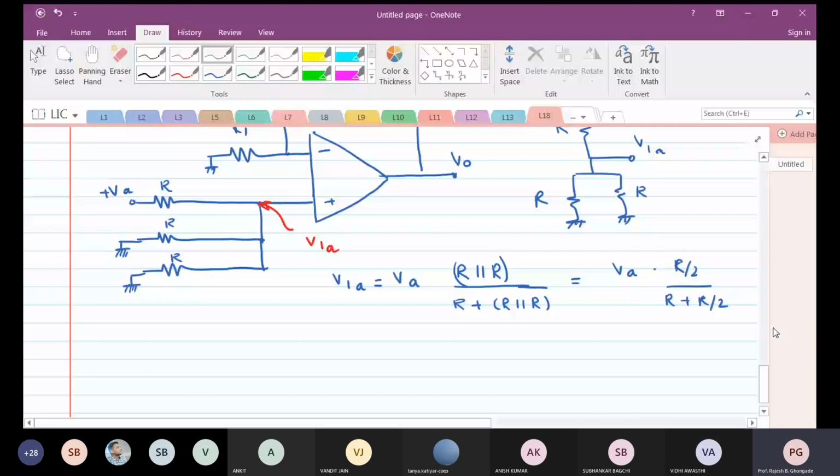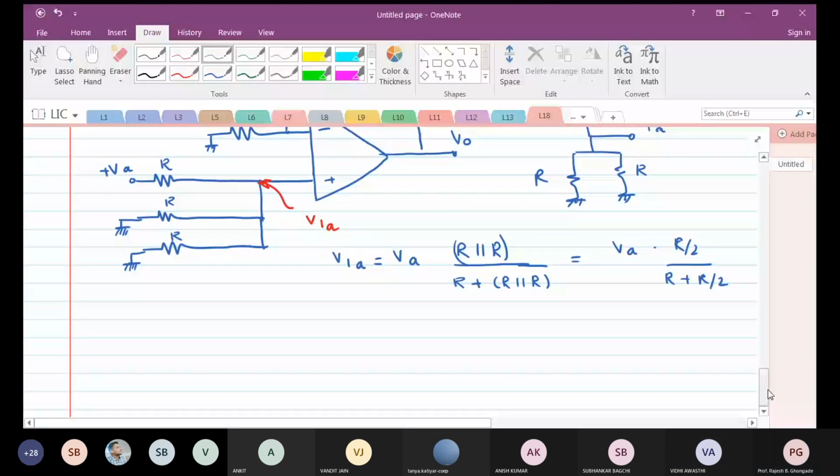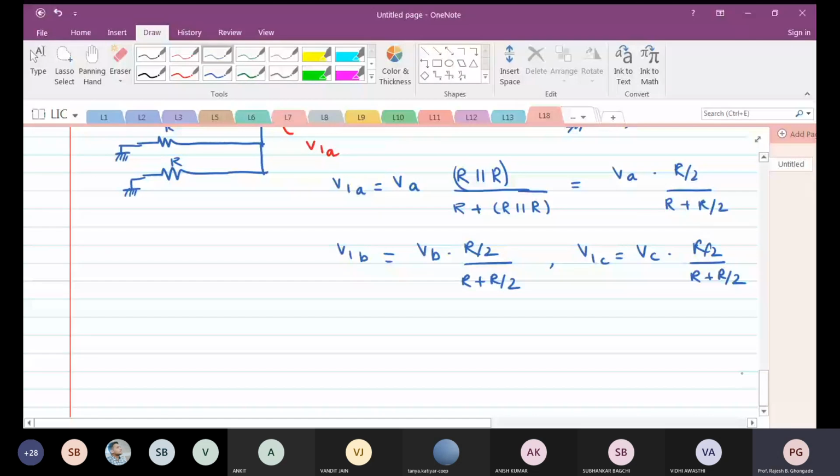Yes, sir. Similarly, I can get V1B as VB into R by 2 divided by R plus R by 2, and V1C also as VC into R by 2 divided by R plus R by 2. Agreed? Yes, sir. So what is the net voltage appearing here? V1.